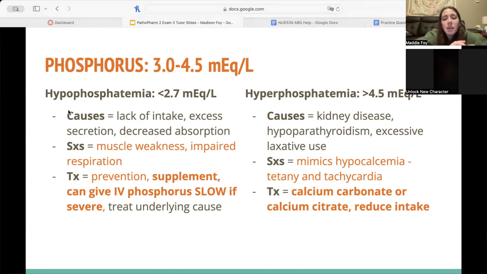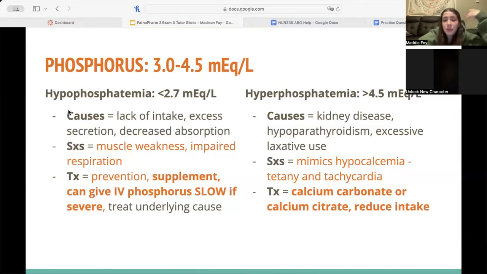With hyperphosphatemia, so your high phosphate or phosphorus levels, it can be caused by kidney disease. So we're again thinking of things that your kidney might retain versus excrete via urine. Hypoparathyroidism and excessive laxative use can also cause it. Your signs and symptoms, like I said, since they oppose calcium, are going to mimic those of hypocalcemia. So you could see things like tetany and tachycardia. Treatment then is going to be calcium carbonate or calcium citrate, and also just working to reduce phosphorus intake in the diet.